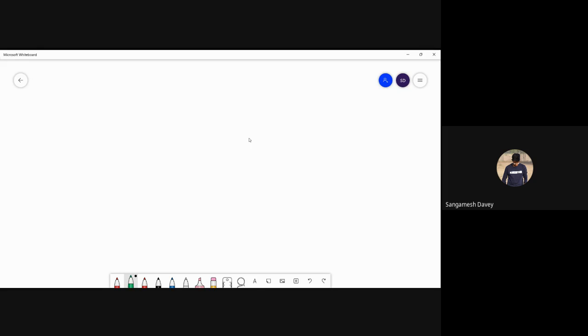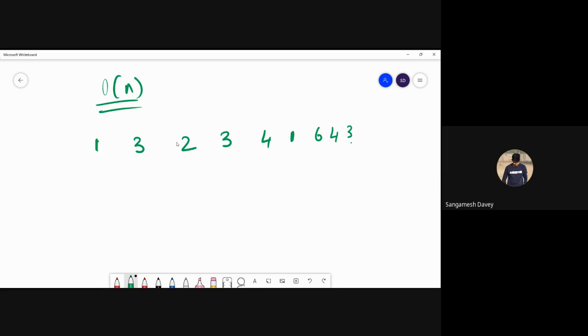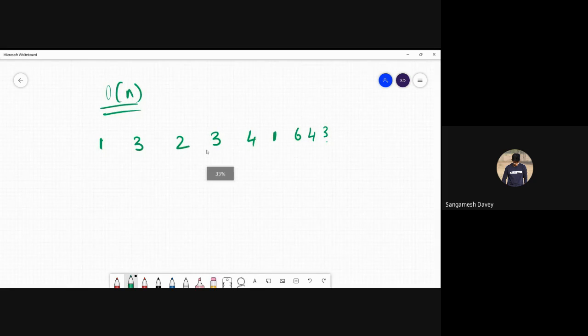So let me take an array: 1, 3, 2, 3, 4, 1, 6, 4, 3. This is the array that I need to sort, and this sorting is in O of n. So please pay your utmost concentration to this. This is the finale. This is the last topic that I'm going to teach.